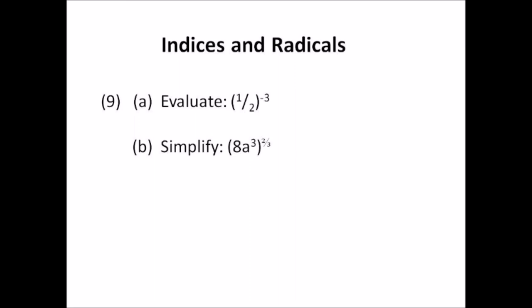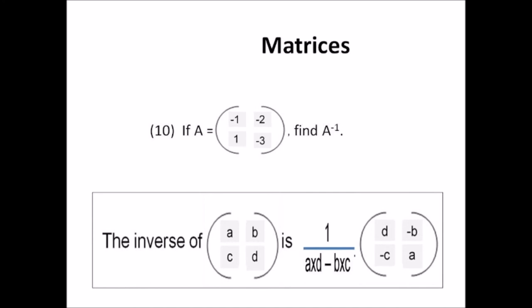Here we go to number 10, matrices. If A is equal to negative 1, negative 2, 1, negative 3, find A to the negative 1, or we want the inverse of A. And they give you the formula, guys. If you have a matrix A, B, C, D, the inverse is 1 over AD minus BC, and you multiply that by the matrix where you switch the numbers, where it'd be D, negative B, negative C, A. So they give you the formula to use. Just put your numbers in and work, and then you'd get it. Go ahead, do it quickly. So first you do the determinant and then put 1 over it, then work it.